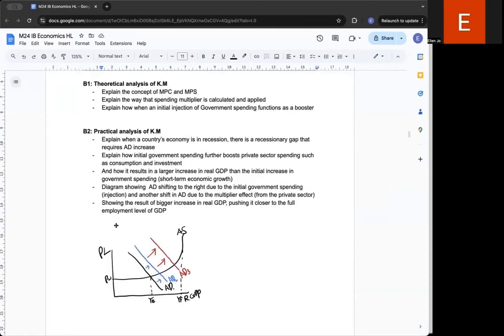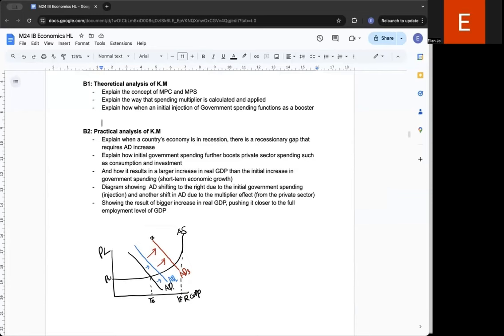You can further explain when a country's economy is in recession, there should be a recessionary gap that requires AD increase. And then you can explain how the initial government spending further boosts private sector spending, such as private consumption and investment. And ultimately, how it results in a larger increase in real GDP than the initial increase in government spending. As you can see, a diagram showing the AD shifting to the right due to the initial government spending, and another shift in AD due to the multiplier effect, all can illustrate the explanation that I just did.